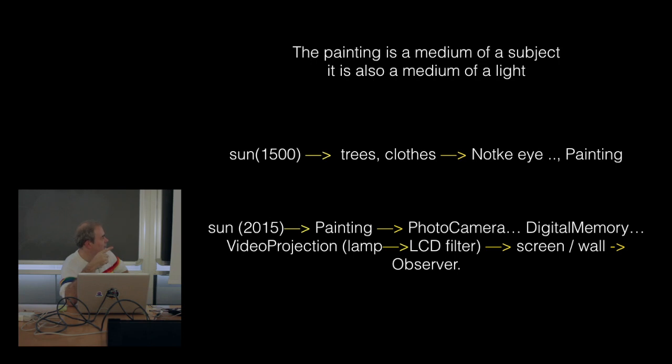You have sunlight of 1500 that bounces on trees and the clothes of people there. Then there is the painter, who is called Notke, and he puts this in a painting. The painting is the medium. Then you have the sun of 2015, when I made it, it goes in the painting. So the yellow arrows are light, photons, bouncing from one thing to another. They bounce on the painting, go in a photo camera, go in the memory, and then the projector brings light back on the wall and the observer.